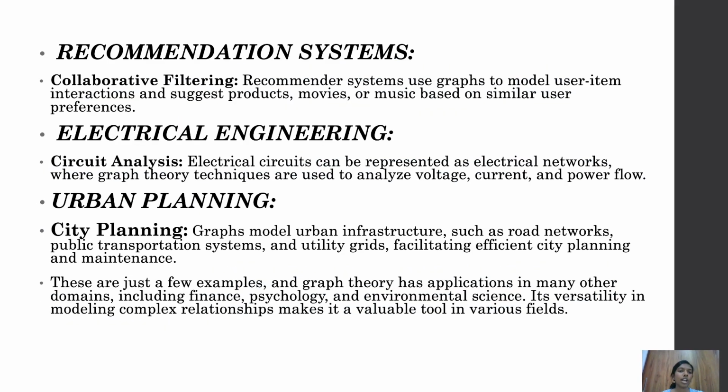Recommendation systems. Collaborative filtering. Recommendation systems use graphs to model user-item interactions and suggest products, movies or music based on similar user preferences. Urban planning. In city planning, graphs model urban infrastructure such as road networks, public transportation systems, and utility grids, etc.